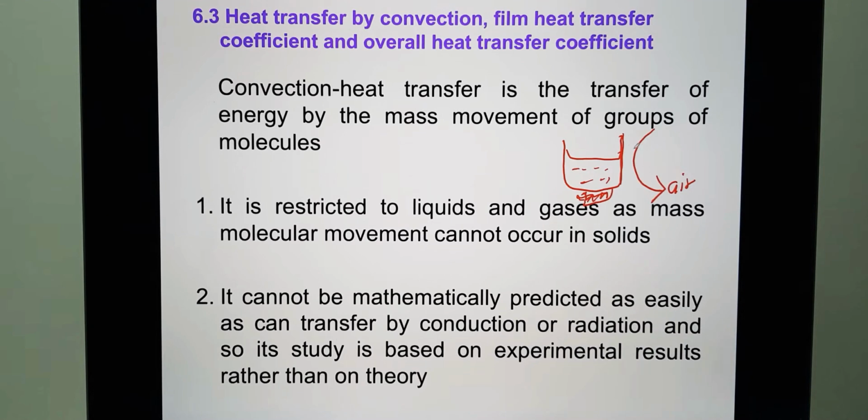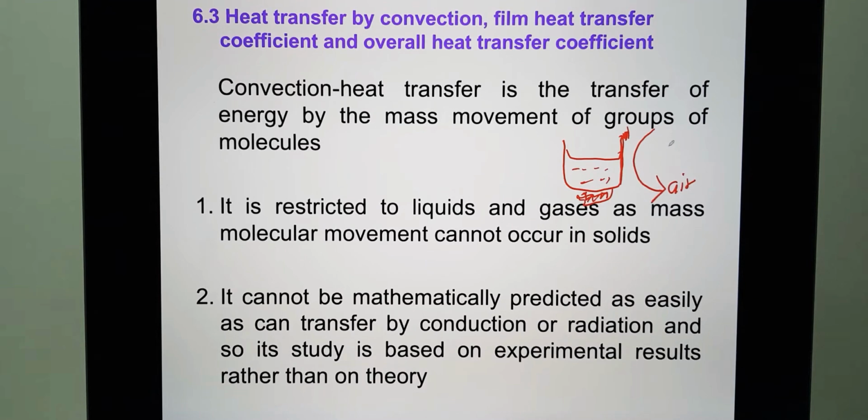So the film heat transfer will be the temperature in between these two surfaces, the surface of the bowl as well as the surface of the air. Alright, so that is the film heat transfer. You need to understand what this means. Convection heat transfer is the transfer of energy by the mass movement of groups of molecules. It involves either the air, where the molecules of air are moving, or the molecules of water moving during the heating process or the cooling process.